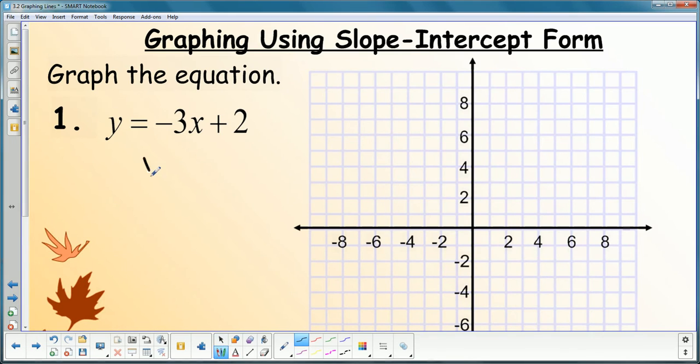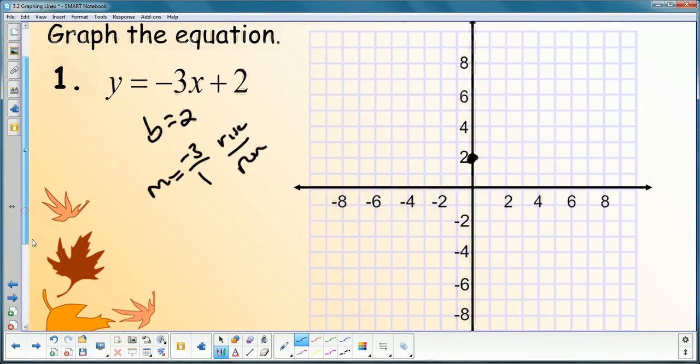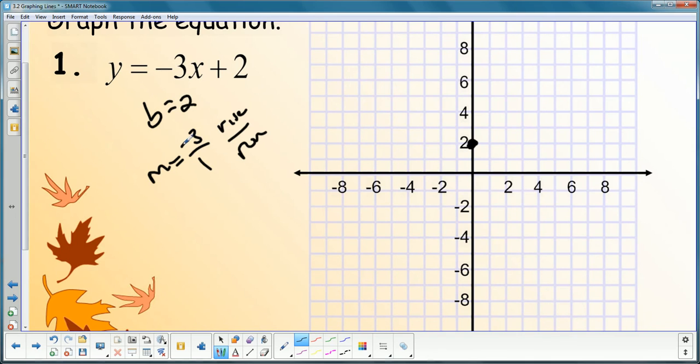Going back to our example, we already said that we have b equals 2 and m equals -3. Remember, I wrote it as -3 over 1 so I could see my fraction. So b is 2. I put a point at y-intercept 2, or (0, 2). And then I have my slope of rise negative 3 over run 1, which means I'm coming down 3, because of the negative, down 3 and right 1.